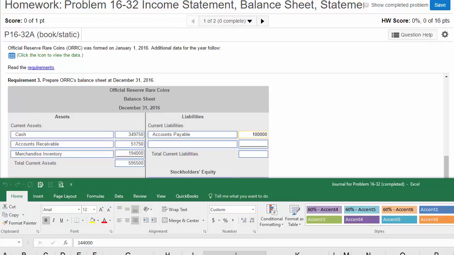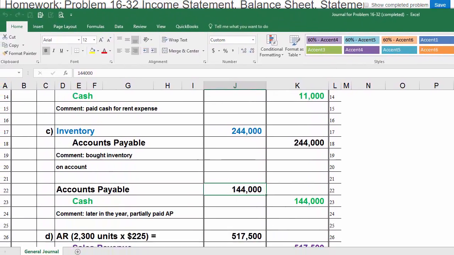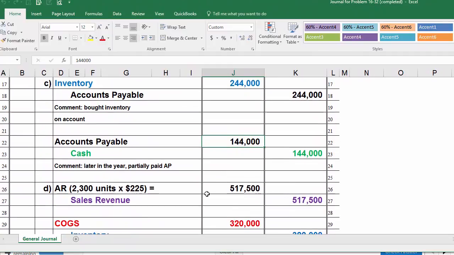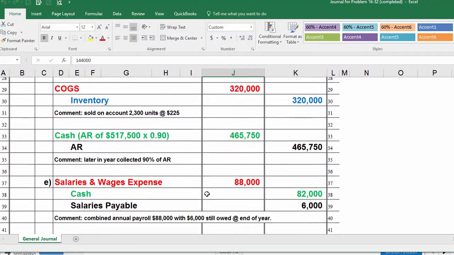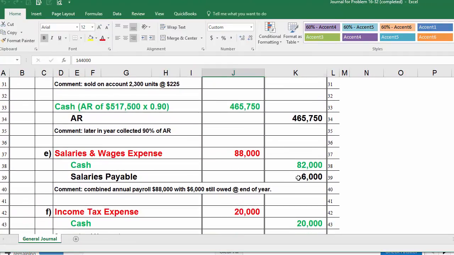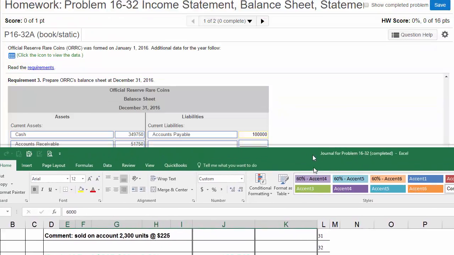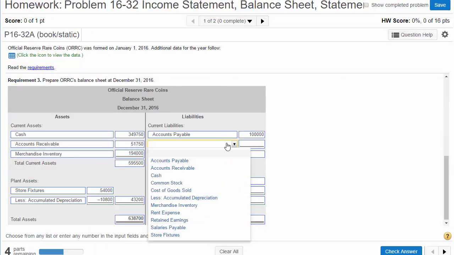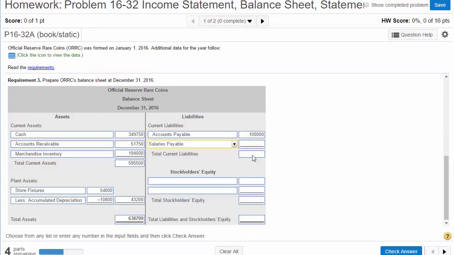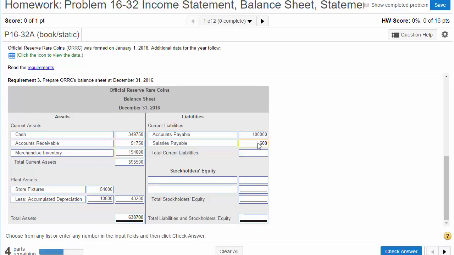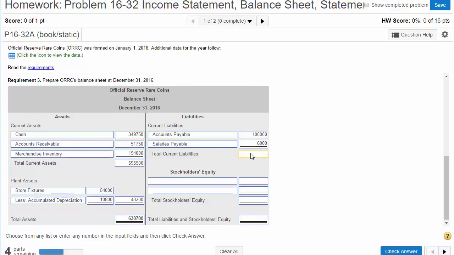And our other current liability is the salaries payable. At the end of the year, we still had $6,000 of salaries payable that we had to pay. So that is our other current liability. So giving us $106,000 of current liabilities.